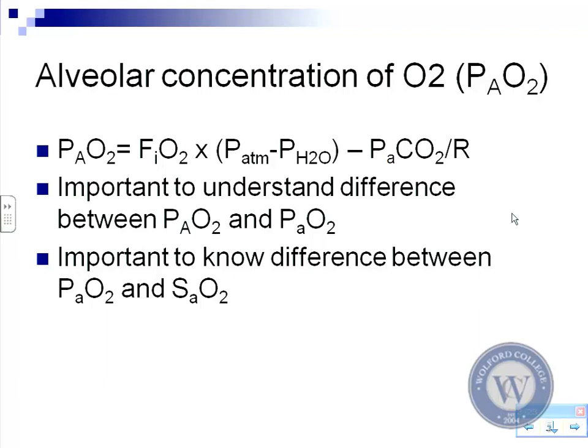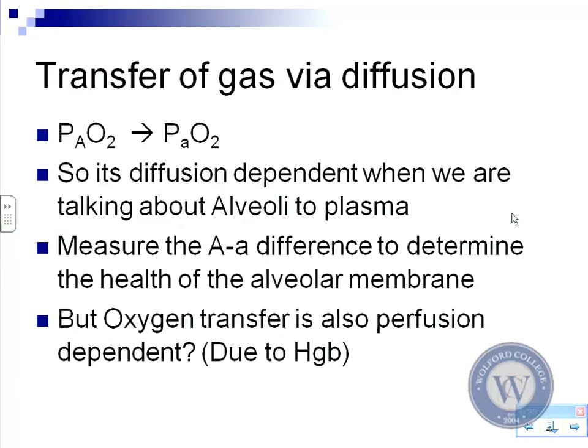Okay? All right. Now, PaO2, which is arterial oxygen concentration, and saturation are related, but they're not the same thing. They're related in the sense that they're tied to what's called the alveolar gas equation, which we'll get to in a minute. Now, ultimately what you're trying to do is transfer gas via diffusion downstream. So you're going from alveolar concentration down to arterial concentration. So diffusion dependent is what we're looking at when we are talking about alveolar plasma.